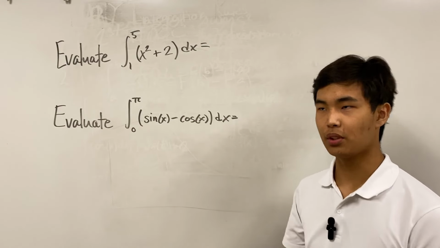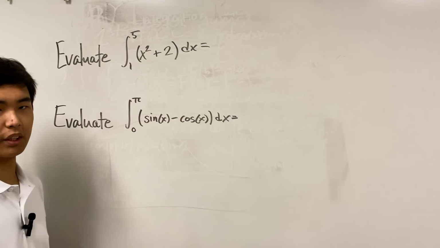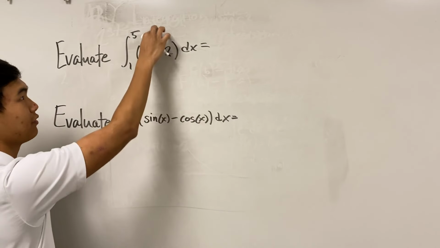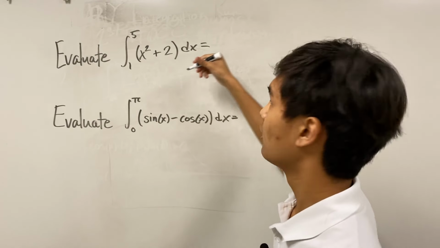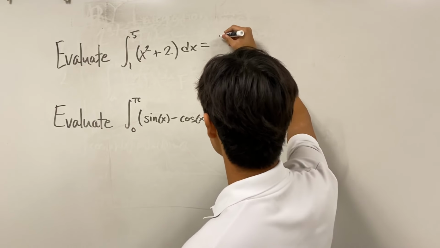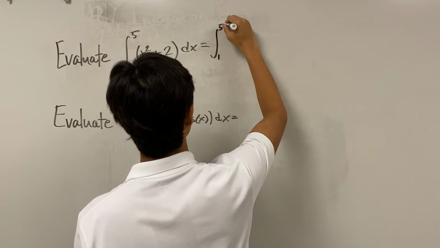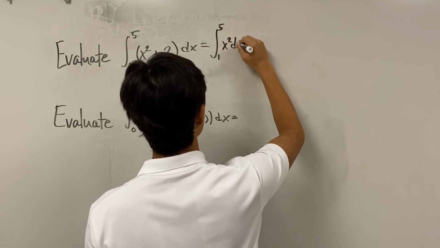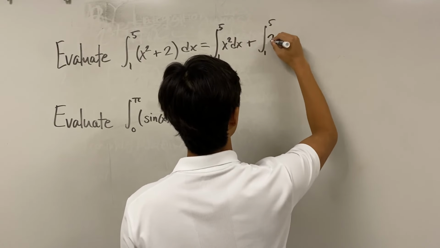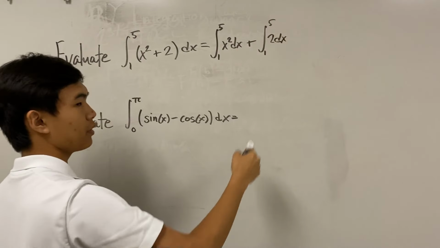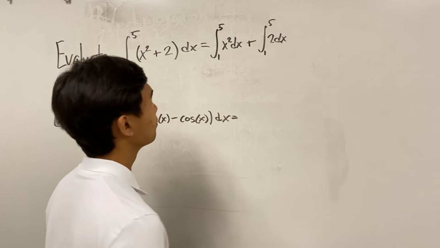We're going to do two examples of finding definite integrals. The first one is we're going to find the area under the curve of x squared plus 2 from 1 to 5. First, we have to find our antiderivative. So we're going to split this into two integrals, like so. And when you split them, be sure to keep the bounds on every integral that you split into.